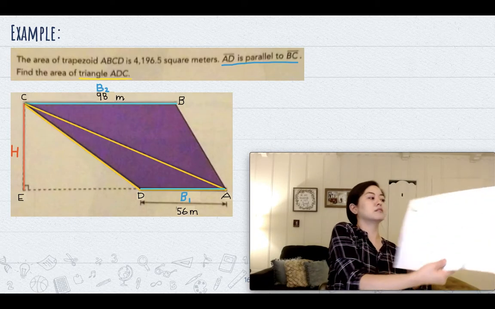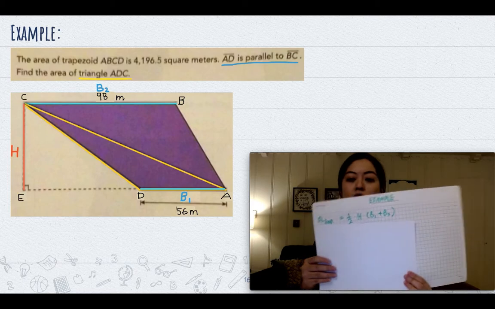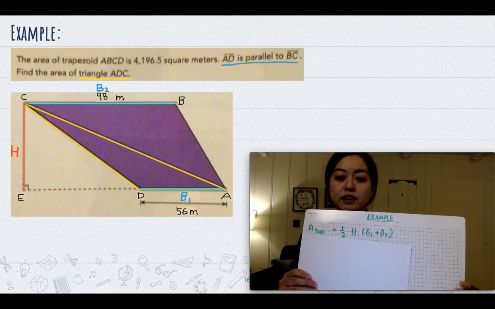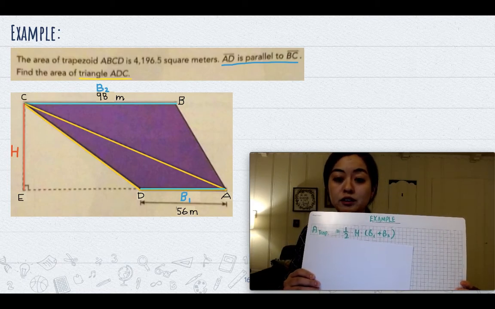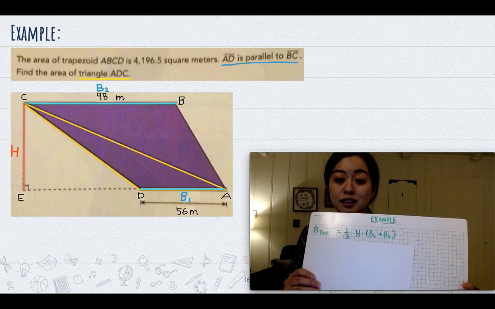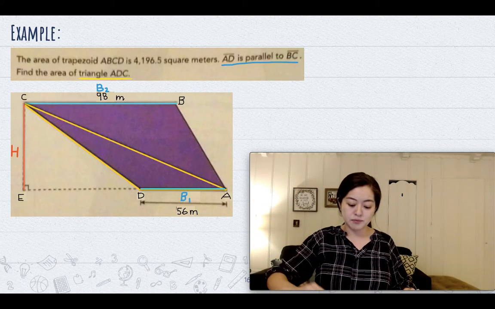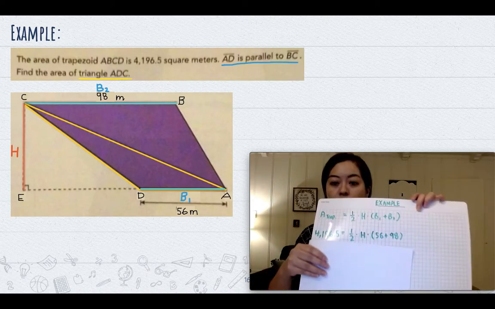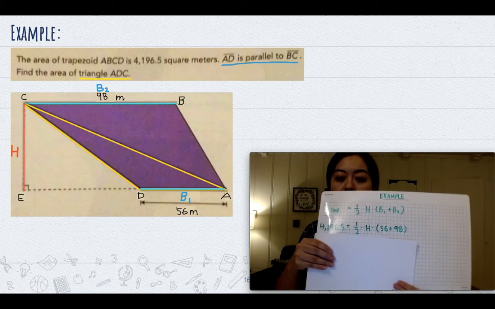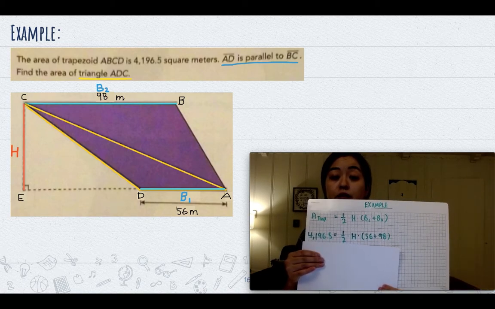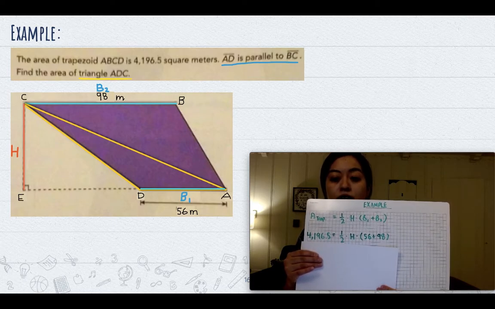So the area of my trapezoid, the formula is 1/2 times height times base 1 plus base 2, okay? And then that'll become, I know my area of my trapezoid because it's given, and then I'm going to input in my base 1, base 2.